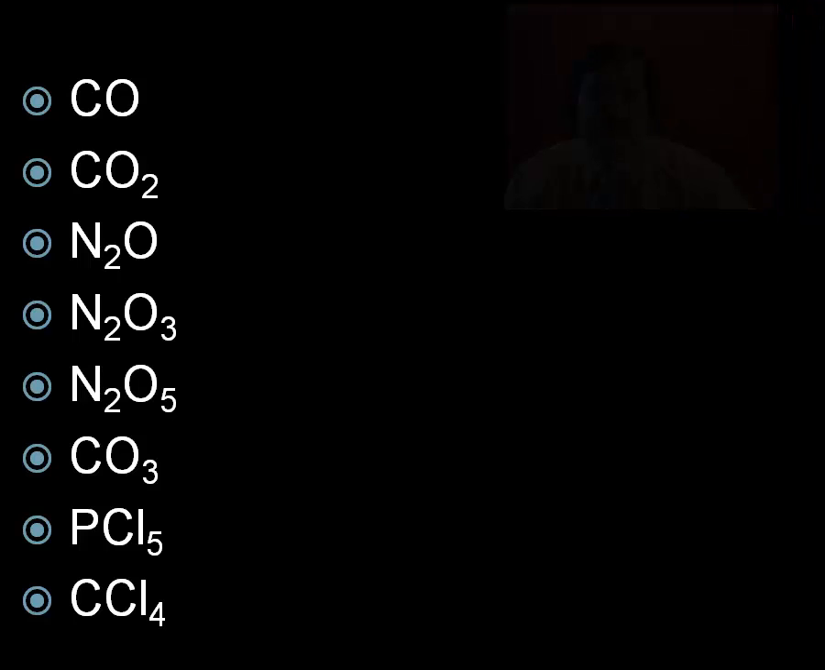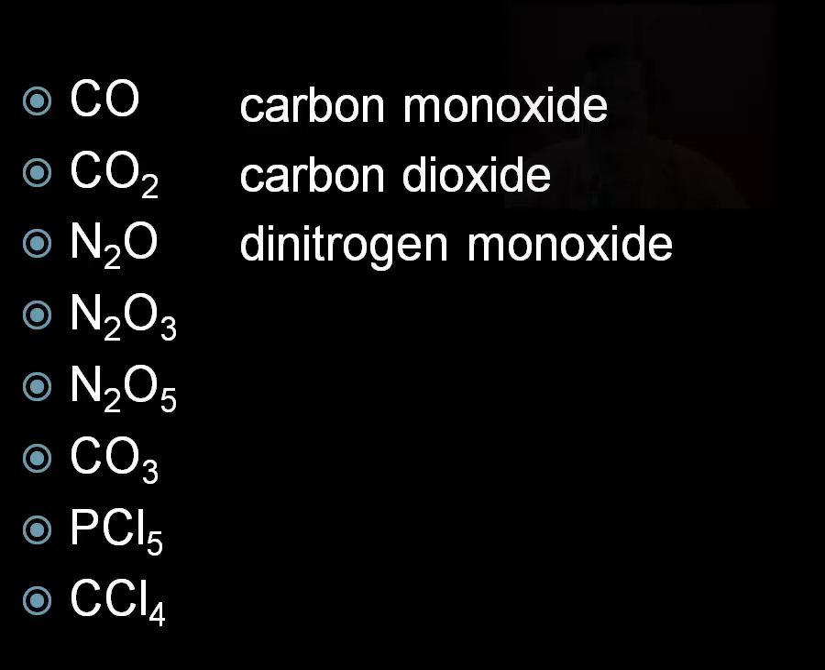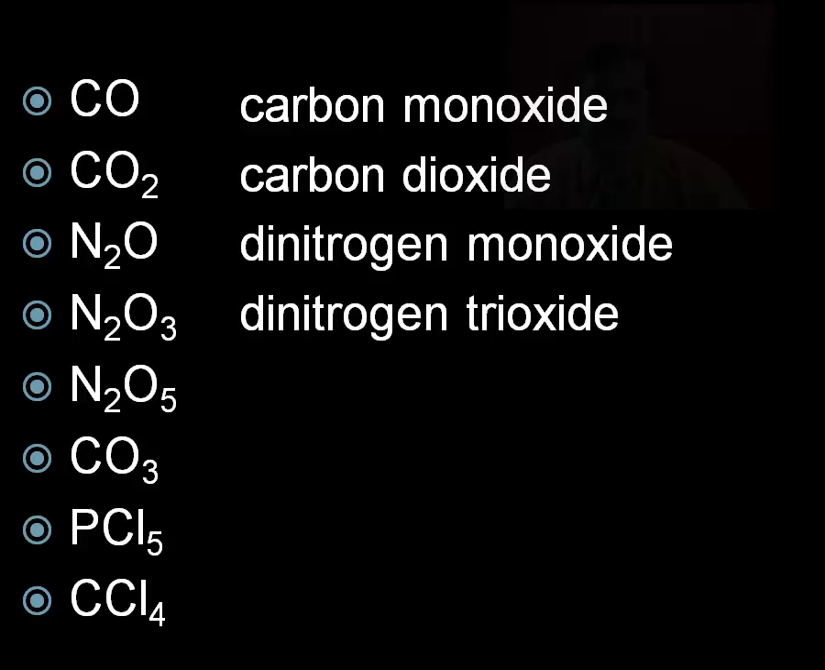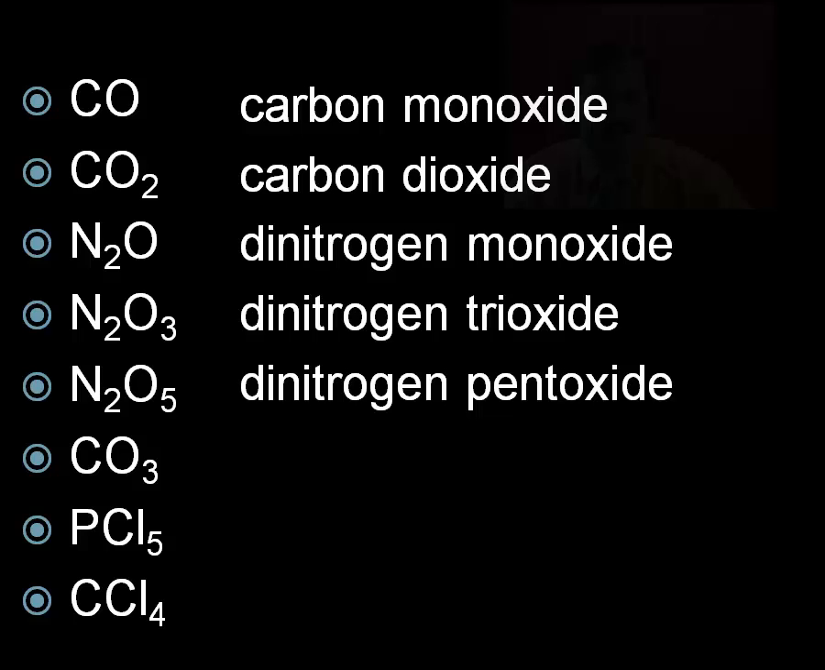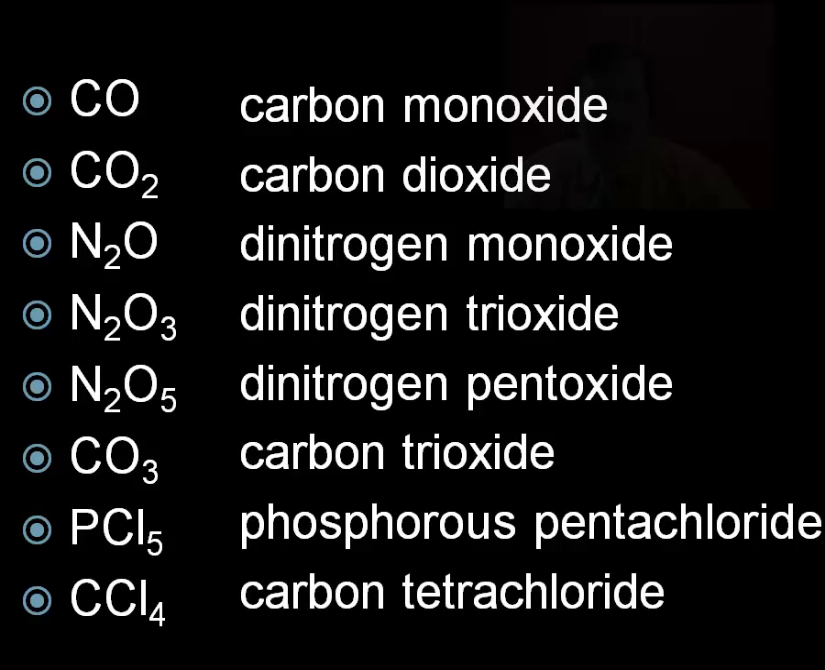Hopefully everybody has named those, and let's go through the answers, see how you did. For the first one, we get carbon monoxide. The second one is carbon dioxide. The next one, already up on the screen, is dinitrogen monoxide. The next one is going to be dinitrogen trioxide. Next one is going to be dinitrogen pentaoxide. Next one is going to be carbon trioxide. Then we get phosphorus pentachloride. And lastly, we have carbon tetrachloride.